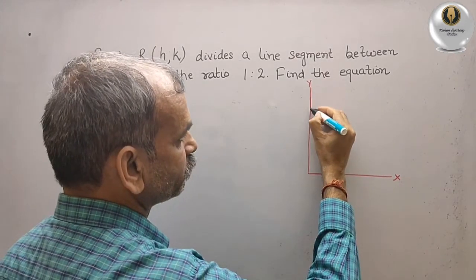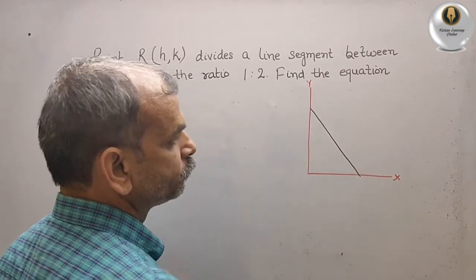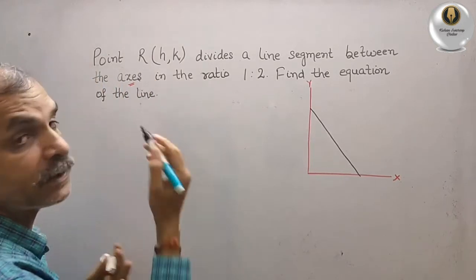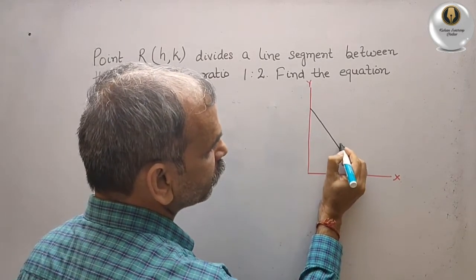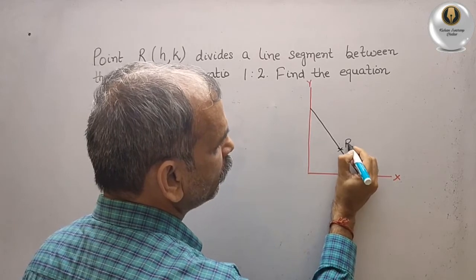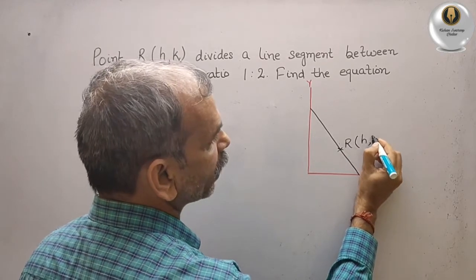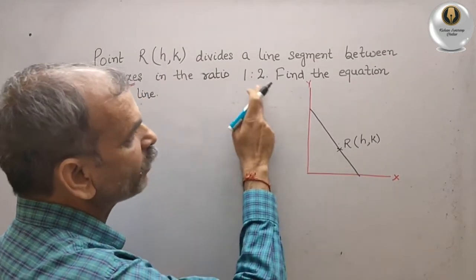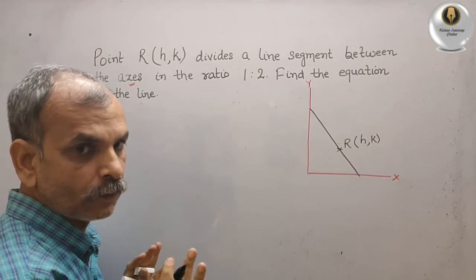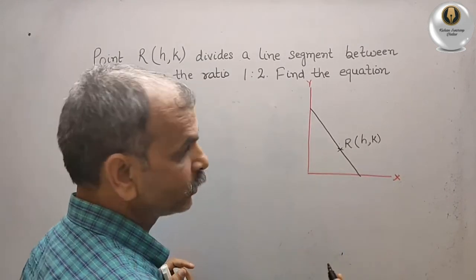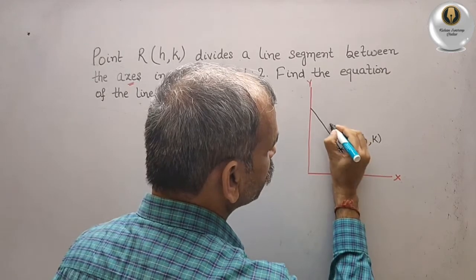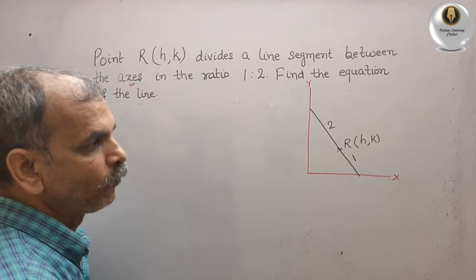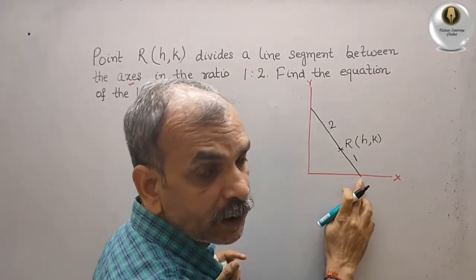That means this. And there is a point. That point is R, somewhere here. And the coordinates are (h, k), which divides this line segment in the ratio 1:2. So 1:2. That means this is your 1 and this is your 2. 1:2 ratio.